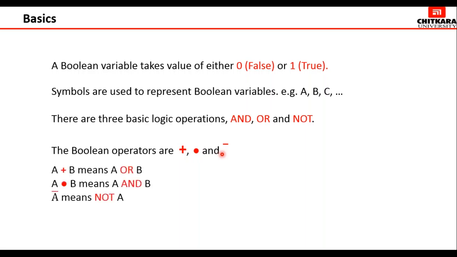So what are the meanings of them? I've already explained. A plus B means A or B. That means plus stands for the OR operator. Similarly, A dot B means A and B. That means the dot operator signifies the AND operator. And we have A complement, which means not A, right?